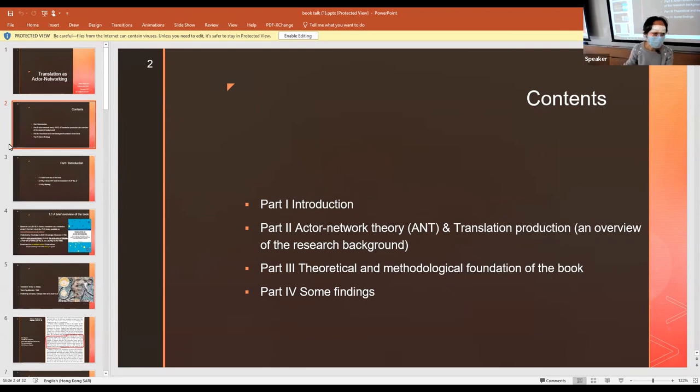And in part 2, I will introduce to you actor network theory and its application to translation production research. And the next part is about the theoretical and methodological foundation of my book. And lastly, I'll introduce some findings.